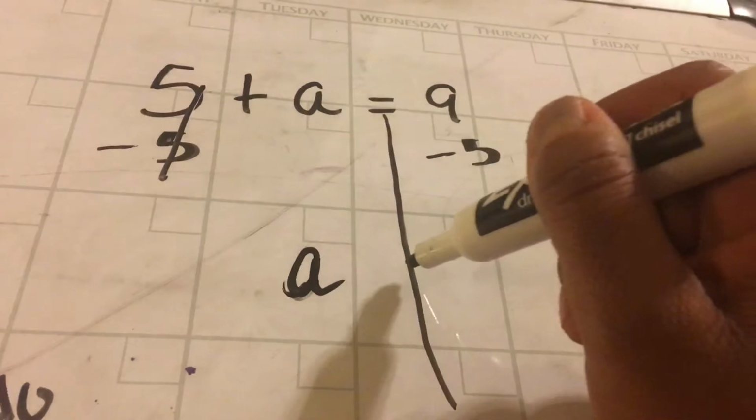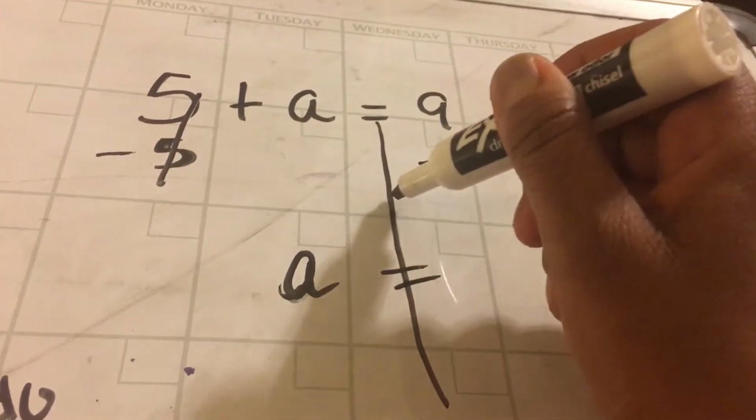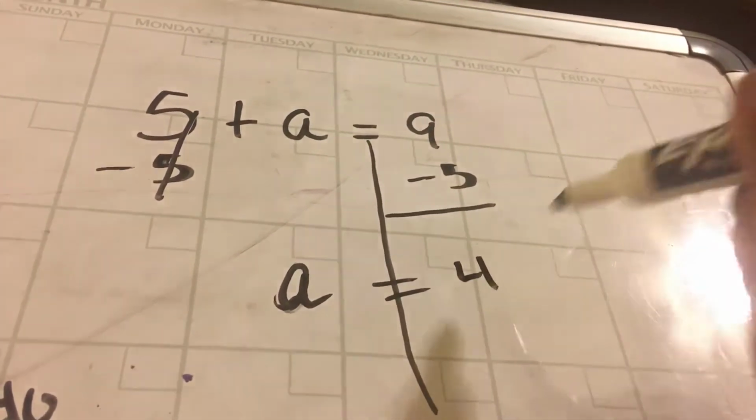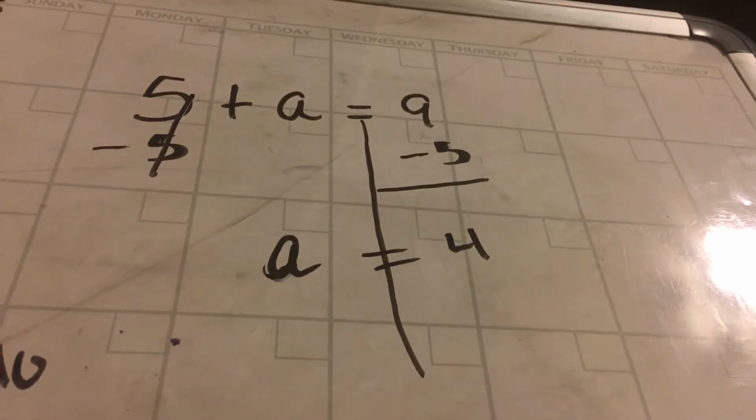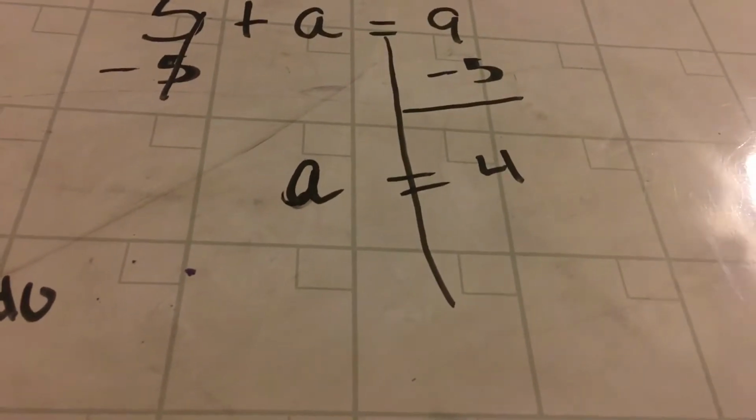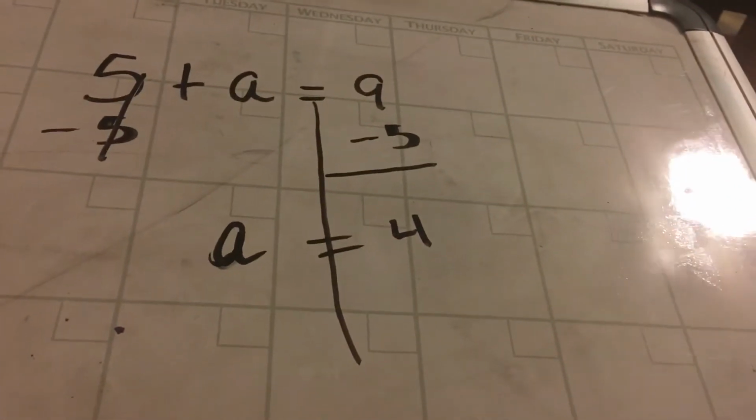Our a is equal to, well, what is 9 minus 5? 9 minus 5 is 4. So we solve for our variable. Our variable is 4. Well, let's just put that back into our original equation.